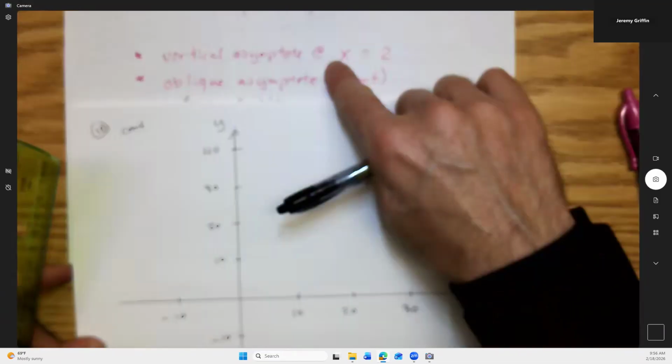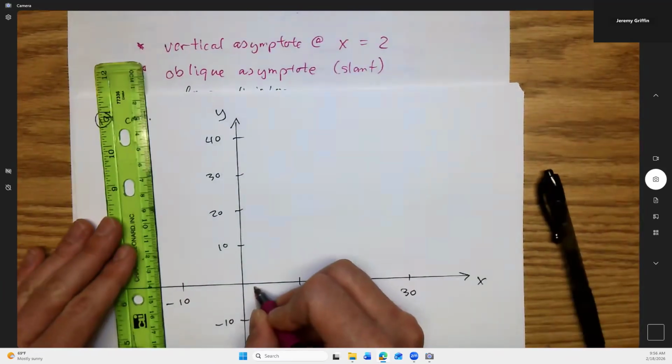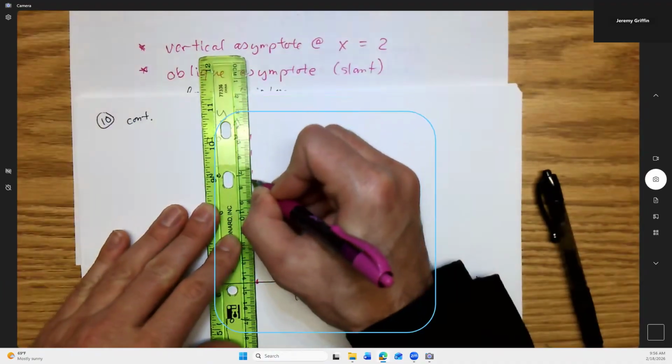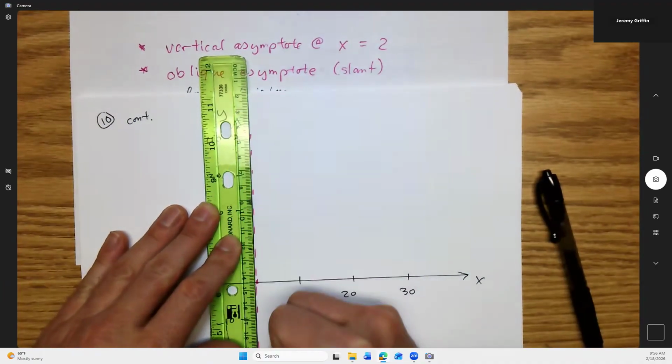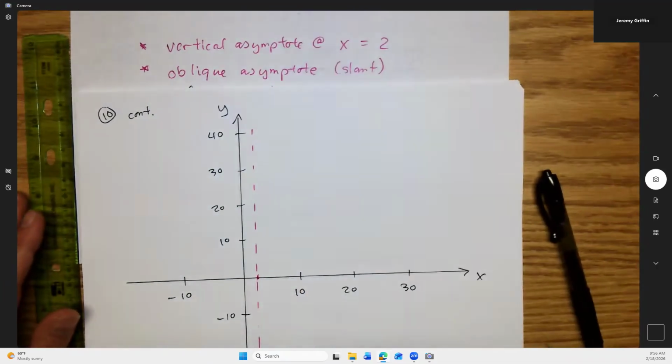Now, I know that there's a vertical asymptote, of course, at x equals 2. So let's draw that in. That's probably right about here, pretty close. Vertical asymptote. Not allowed to divide by 0. Hence that vertical asymptote. So everybody dash off the vertical asymptote at x equals 2.